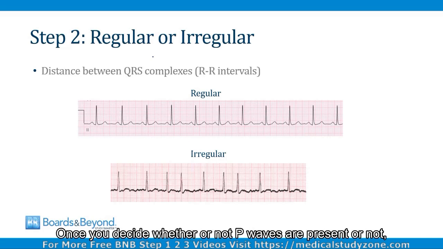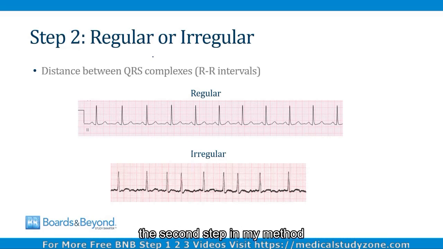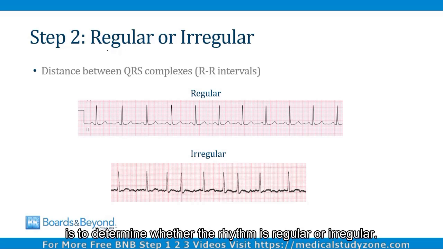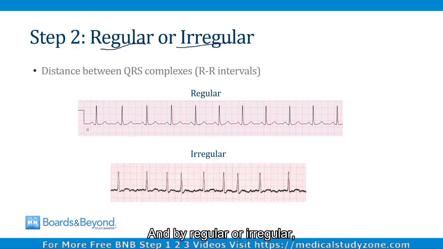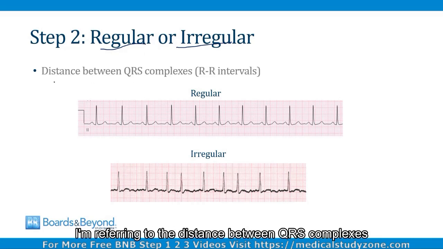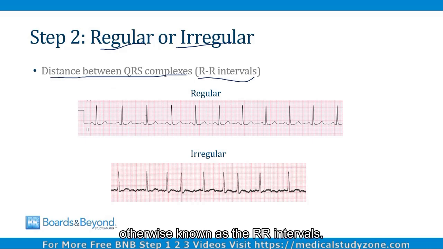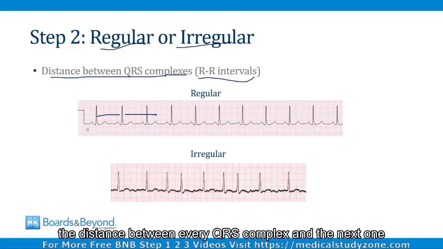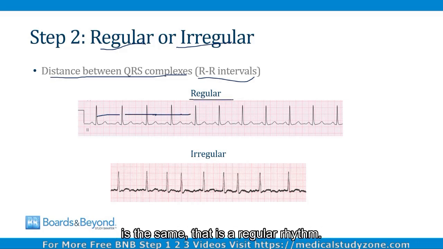Once you decide whether or not P waves are present, the second step in my method is to determine whether the rhythm is regular or irregular. By regular or irregular, I'm referring to the distance between QRS complexes, otherwise known as the RR intervals. If you look at this EKG at the top of the screen, the distance between every QRS complex and the next one is the same. That is a regular rhythm.